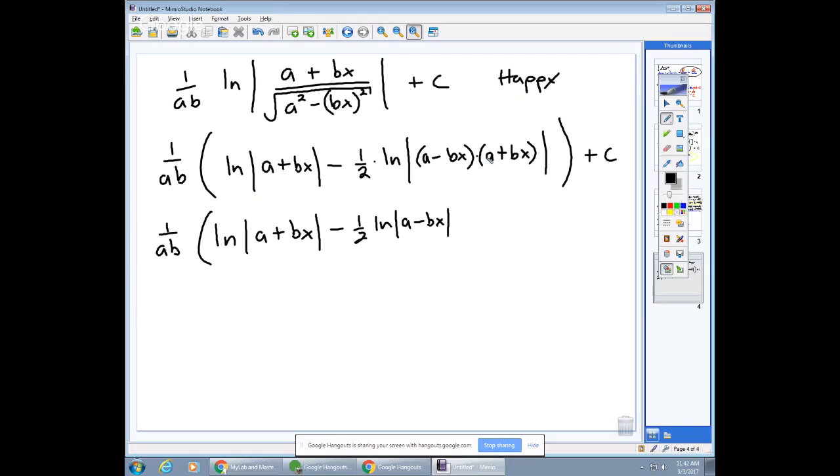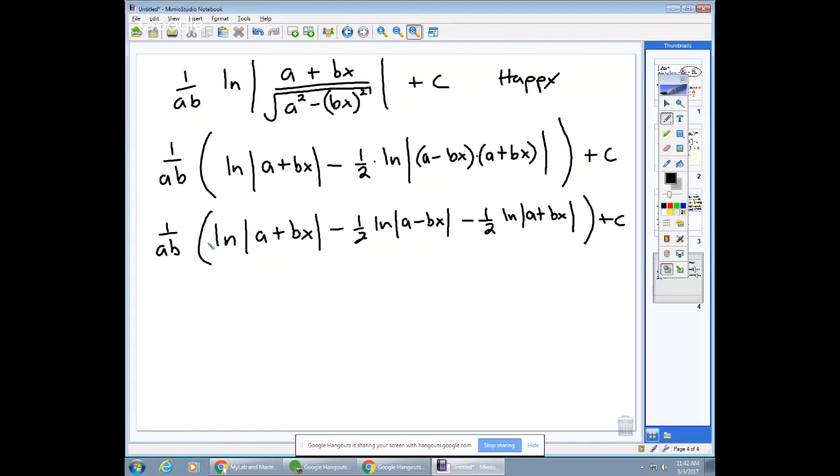And then when I separate this product off as an addition, I got to distribute the minus 1/2 to it. So I'm also going to have a minus 1/2 natural log, absolute value of a plus bx, close parentheses, plus c. All right, we're getting close.